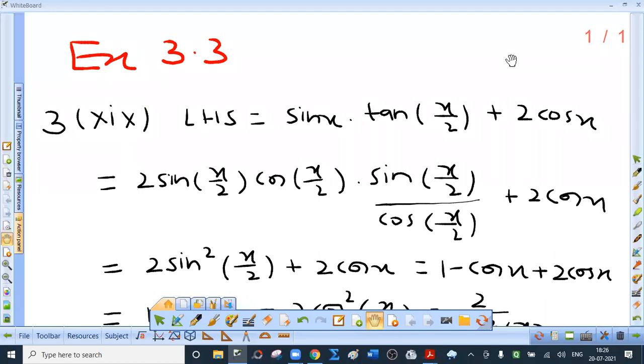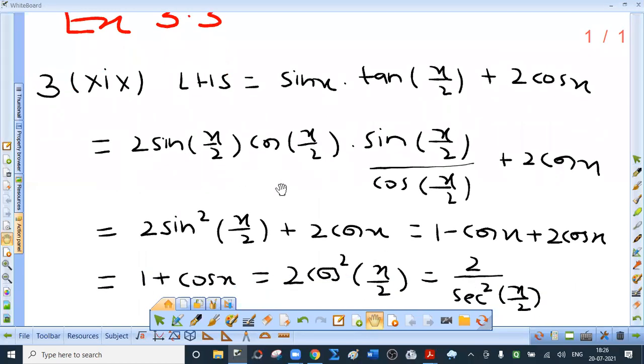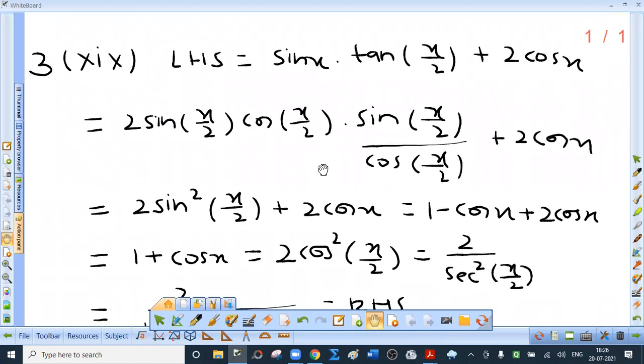Exercise 3.3, sum number 19. Prove that sin x into tan x by 2 plus 2 cos x is 2 upon 1 plus tan square x by 2. What is sin 2 theta? 2 sin theta cos theta. So what is sin x? 2 sin x by 2 cos x by 2. What is tan x by 2? Sin x by 2 upon cos x by 2. 2 cos x as it is.